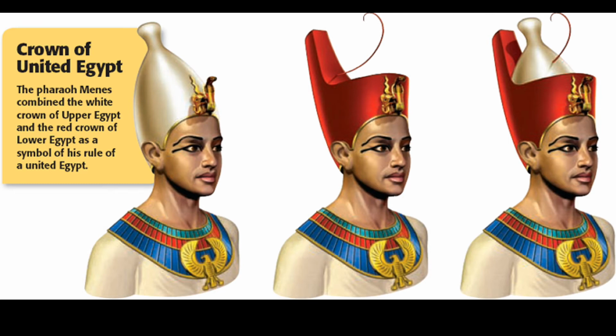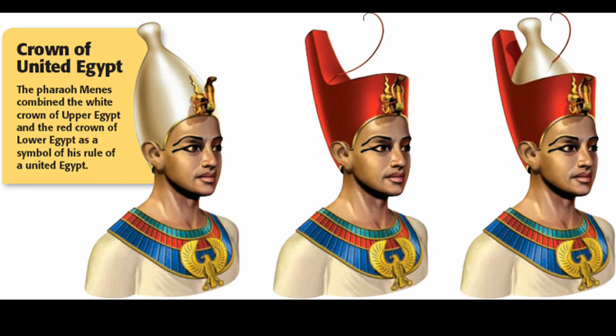Now, before we turn to this second side of it, I want to point out that these pharaohs' crowns have great significance. On the left, you see the white crown of Upper Egypt. In the middle, the red crown of Lower Egypt. And then on the right, the crown of a united Egypt.